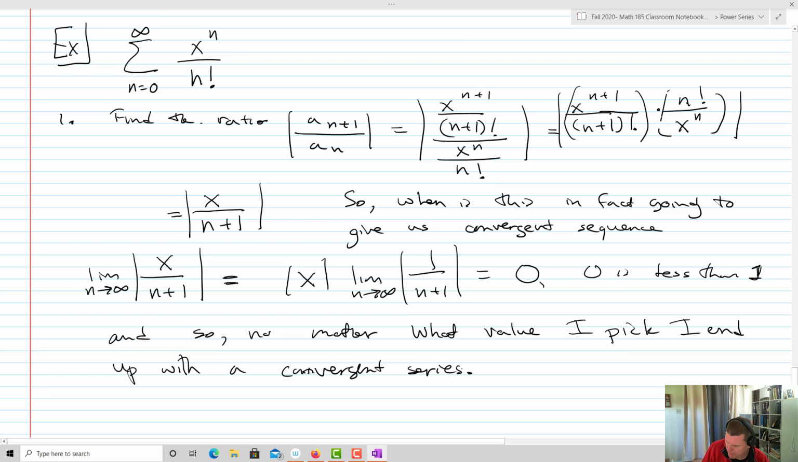That's awesome. Okay? So, in this case, the radius of convergence is r equals infinity, okay, because we have that second option. What we have here is a convergent series no matter what value of x we choose. So r equals infinity, and the interval of convergence is all real numbers.